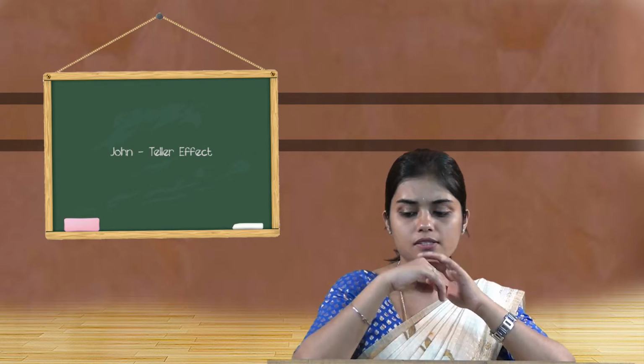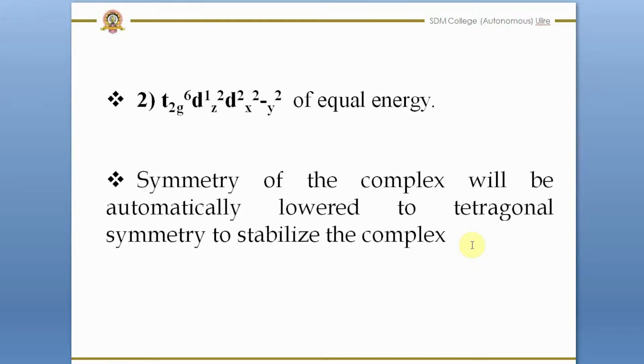Now what happens in possibility 1? In possibility 1, there are two electrons in the dz2 orbital, and only one electron in the dx2-y2 orbital. Now the electron density is more in the z orbital, that is, the dz2 orbital has a higher electron density than dx2-y2.